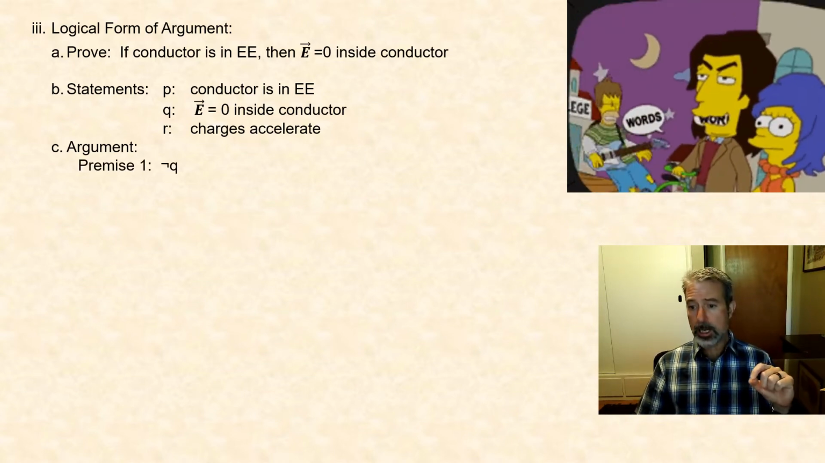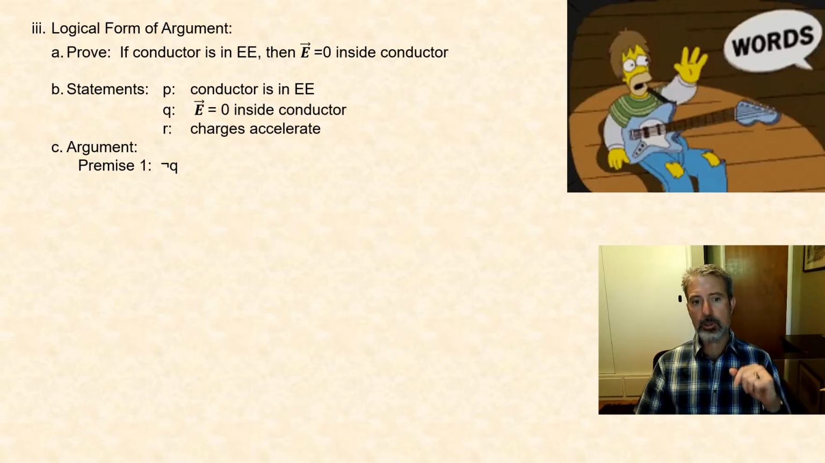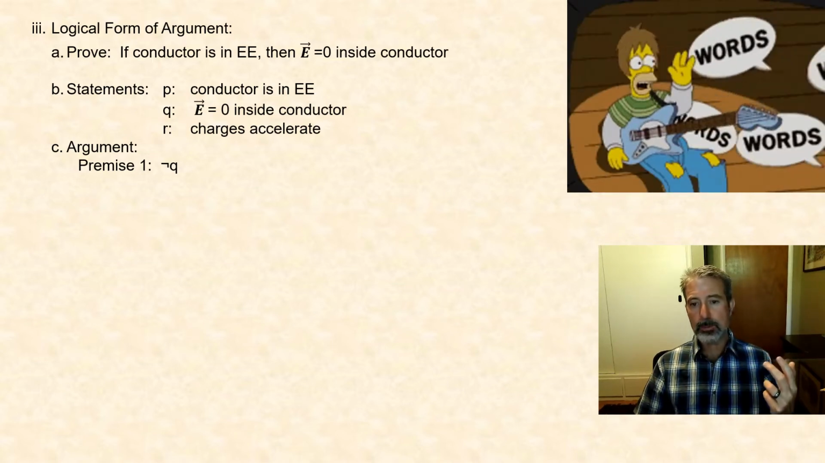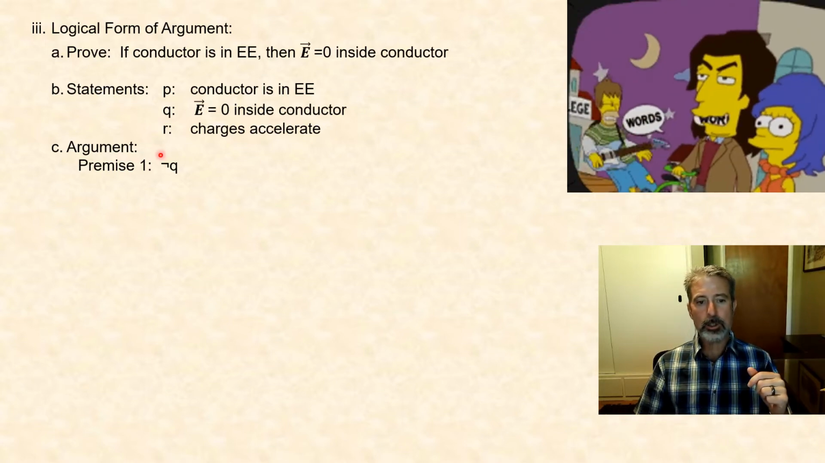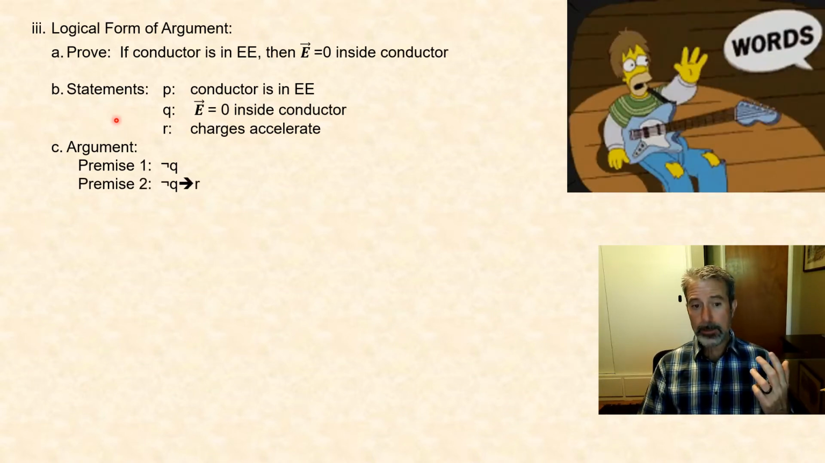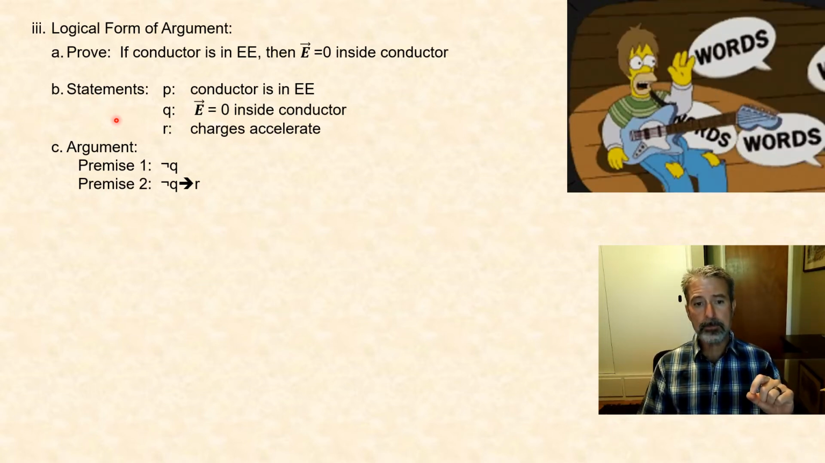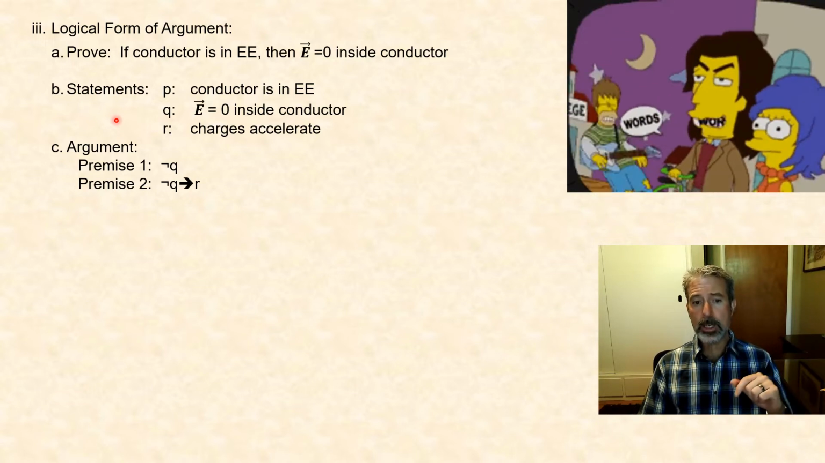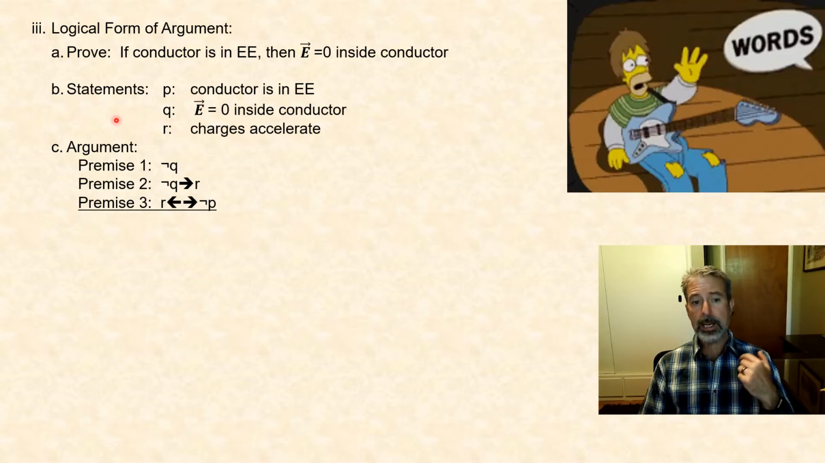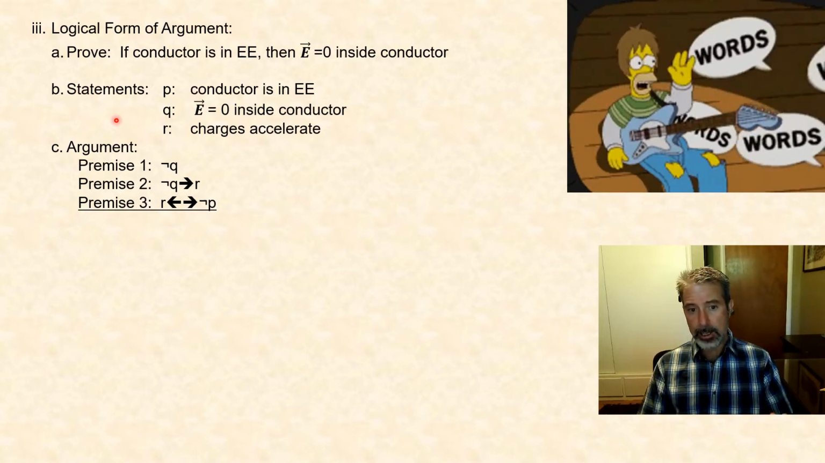The first premise, I'm saying that the opposite of Q, we're assuming that the electric field is not zero inside the conductor. And that notation there is simply the notation used in some texts for the opposite of, or the negative of. The second premise is that not Q implies R, that if the electric field is not zero inside the conductor, that is going to imply that charges accelerate. And the third premise then is that R is equivalent to the opposite of P.